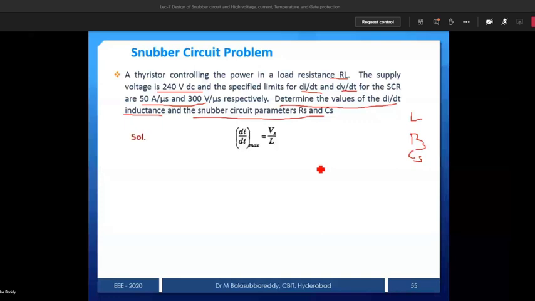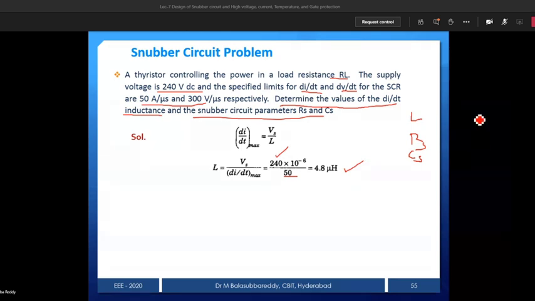Now see that I want L first. L, we know the formula for di by dt max is equal to Vs by L. From that, L is equal to Vs by di by dt. Vs is 240 and di by dt is 50 amps per microsecond. So just substitute that, and 10 power minus 6 will come in the numerator. So you will get L is equal to 4.8 microhenry. The exact direct formula is di by dt max is Vs by L.